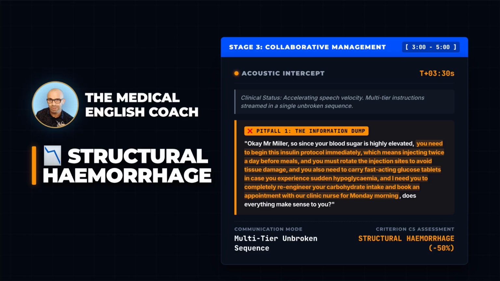Okay, Mr. Miller, so since your blood sugar is highly elevated, you need to begin this insulin protocol immediately, which means injecting twice a day before meals, and you must rotate the injection sites to avoid tissue damage. And you also need to carry fast-acting glucose tablets in case you experience sudden hypoglycemia. And I need you to completely re-engineer your carbohydrate intake and book an appointment with our clinic nurse for Monday morning. Does everything make sense to you?